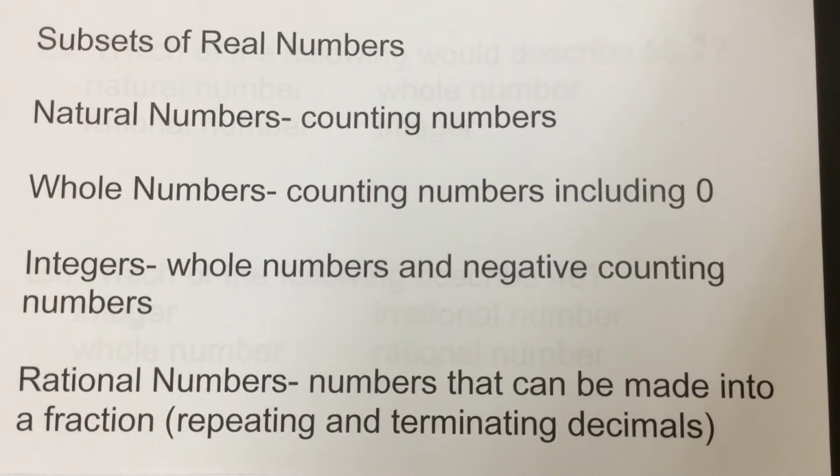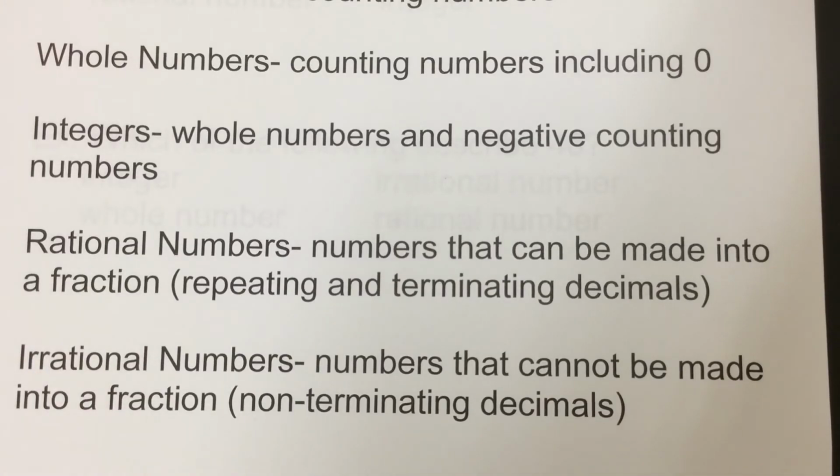Now, any repeating decimal, like 0.3 repeating, so 3, 3, 3, 3, and continuing on, we could always write as a fraction, so 1/3 in that case. Or terminating decimals, like 4.25, we could write as 4 and 1/4. We could write that as a fraction, so those would all be rational numbers. Anything that we cannot make a rational number would be an irrational number.